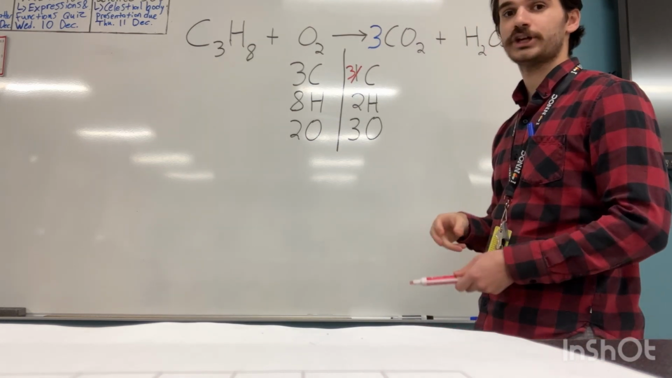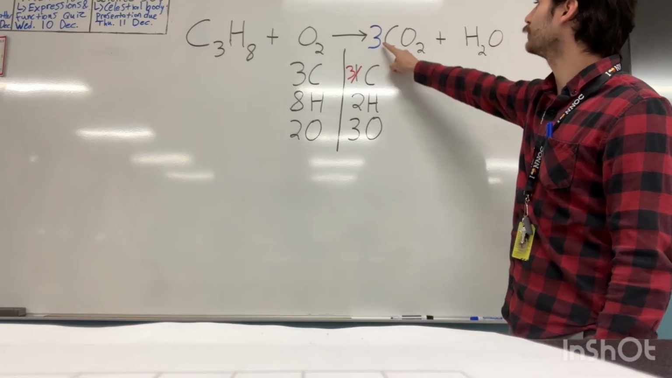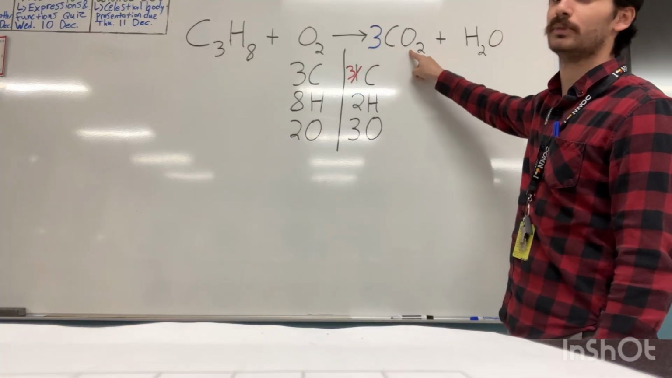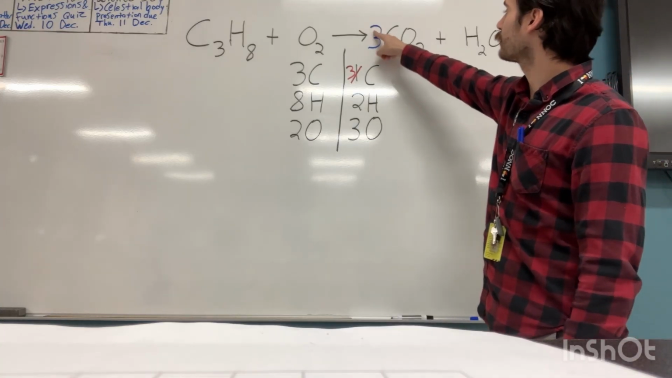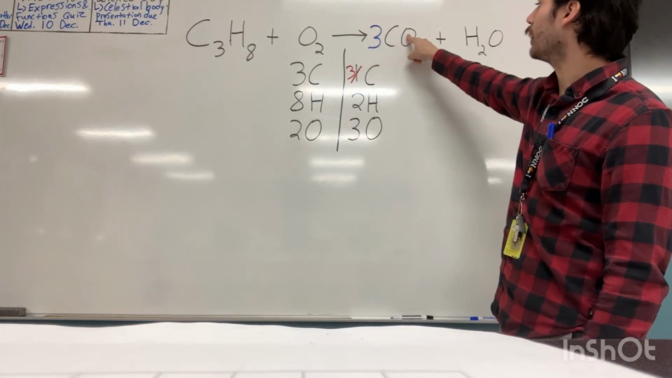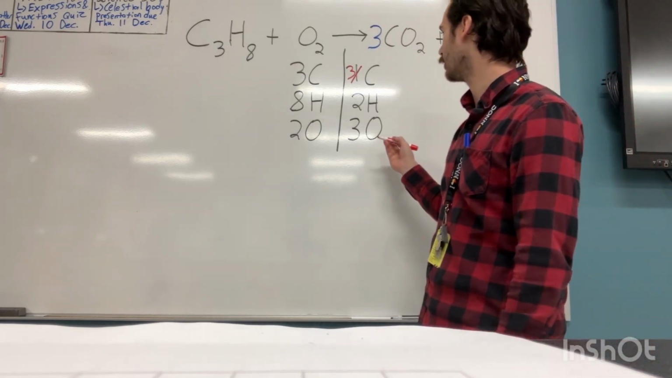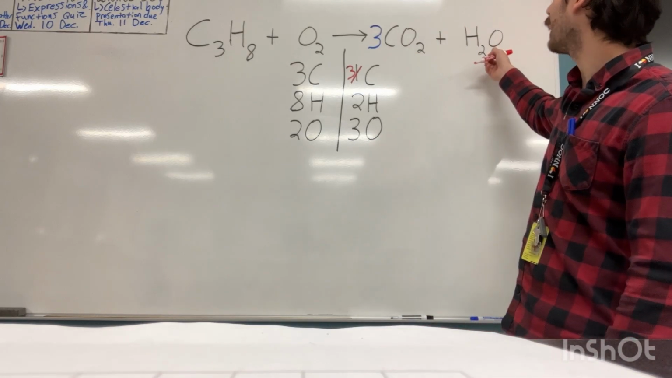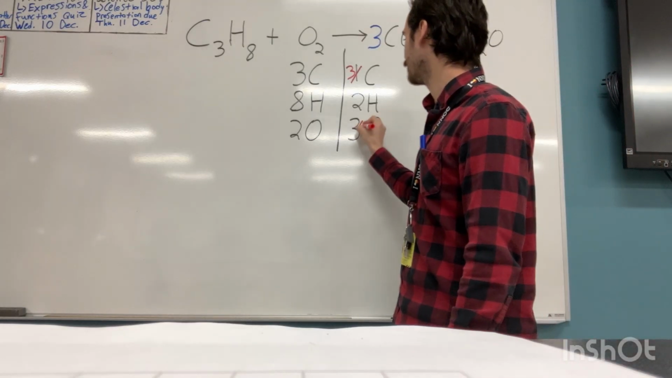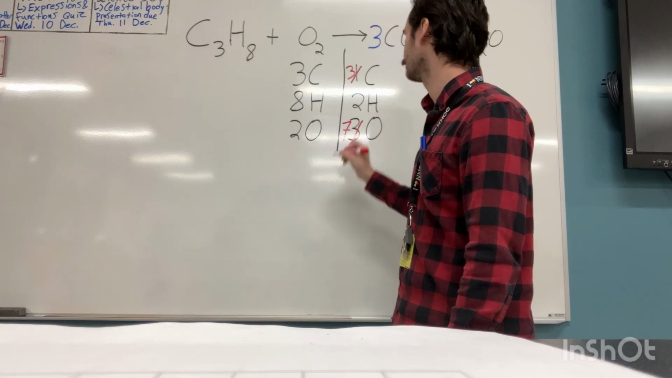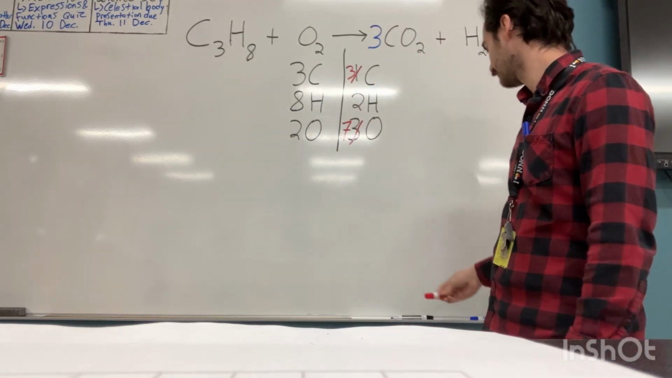And it also changed the amount of oxygen I have because I have 3 molecules of carbon dioxide. Each molecule has 2 oxygens. So 3 molecules of 2 oxygens each, 3 times 2 will get me 6 oxygens in total. And I still have this extra oxygen on the water molecule, so that will give me 7 oxygens. Okay, I have carbons balanced.